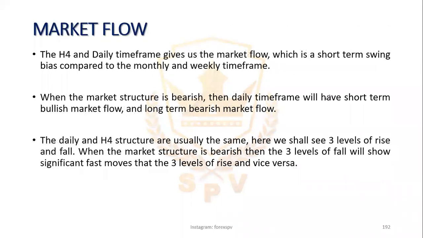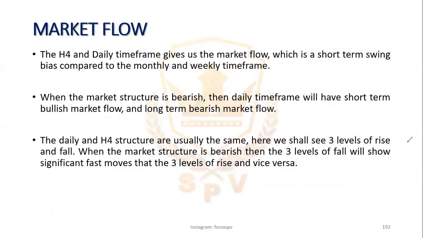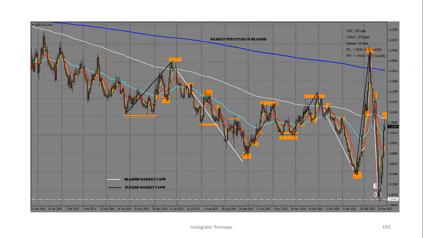So market flow now, what we trade. The hour 4 and the daily time frame gives us the market flow, a short-term swing bias compared to what we have on the market structure on the monthly and the weekly time frame. So on the daily time frame, you'll see clear 3 levels going down, clear 3 levels going up. But depending on what the market structure is telling us, maybe the bearish move will be greater than the bullish move, or the bullish move will be greater than the bearish move. So here we had a bearish market structure on the Euro USD.